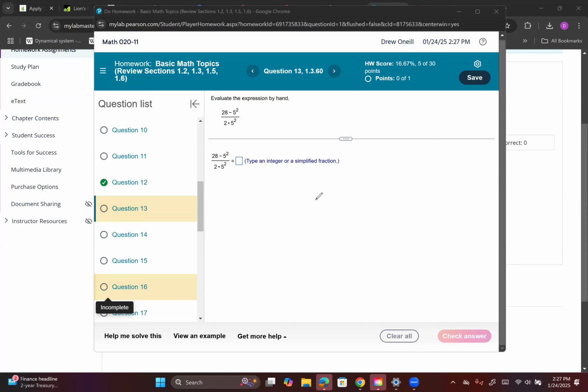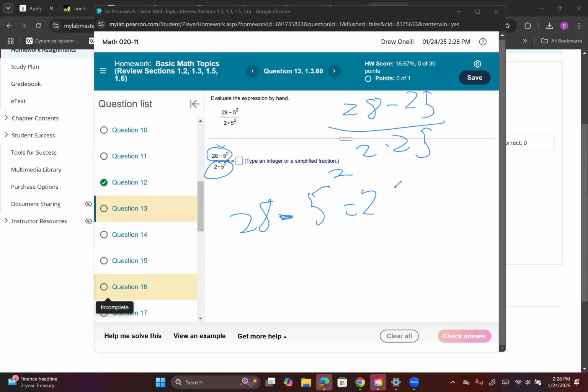So one of the problems you could see is, could I do 5 squared? I think everyone can do 5 squared. That's 25, right? So you could rewrite that and say this is really 28 minus 25 over 2 times 25, and then maybe you get that. Or you can approach the problem as 2 parts, right? This is one part, this is another part. Let me solve the top part. The top part says do 28 minus 5 squared. Well, that's 28 minus 25, which is 3.